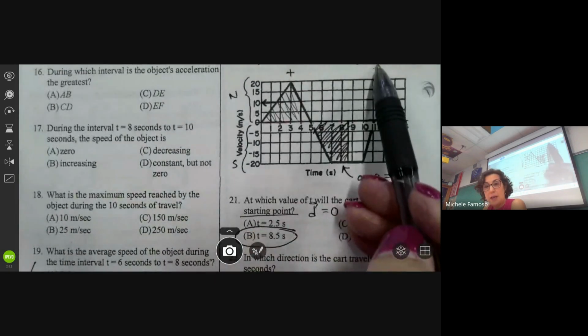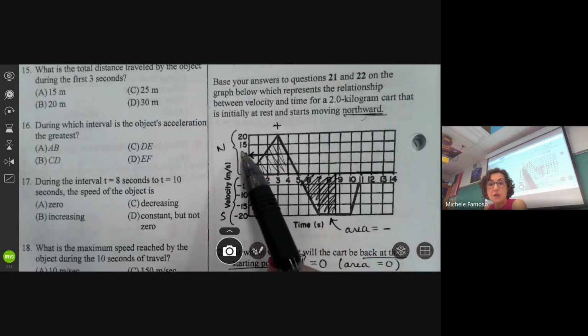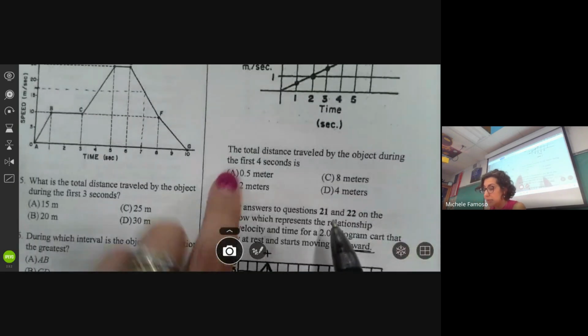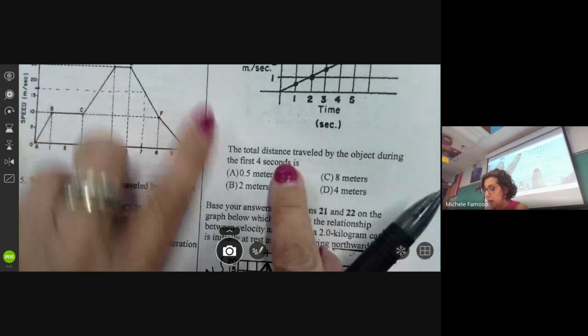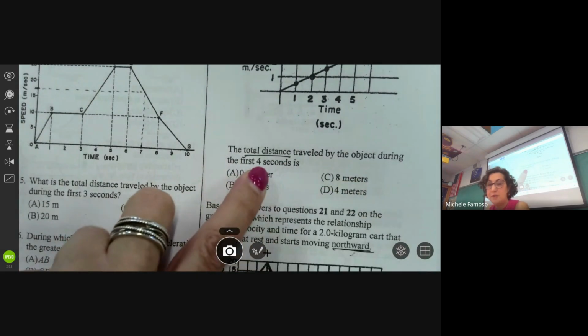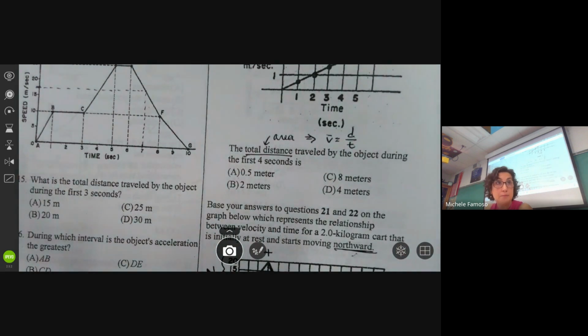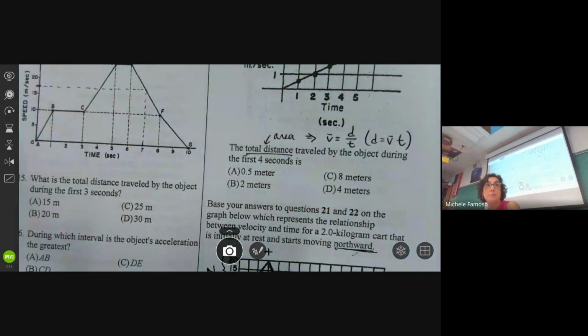Correct. And we are told that it starts off north. So this is a north-south question, not an east-west question. Yes. Number 20 is giving you a speed-time graph, and I want to know the total distance traveled in the first 4 seconds. You have 2 ways you can do this. You can either look at the area, or you can use that the average speed is the distance over the time. Either way, the distance would be the average speed times the time.